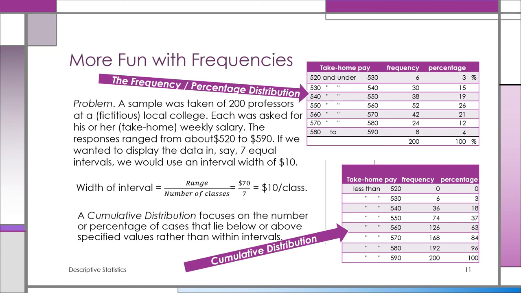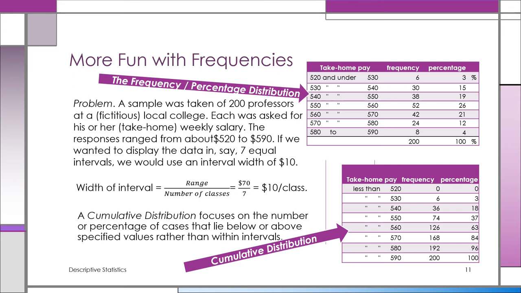Then we took this and created a cumulative distribution from it. You've seen this before, you know what these look like. Basically, as you go along, you don't look at individual categories, you keep adding to the category that came before. So if the first category was 520 and under 530, and there were six of them, then under 530, less than or equal to 530, there were six observations. Less than 520, there were zero observations. Less than 540, how many were there? Well, the six from the under 530 and the 30 from 530 to 540, so altogether 36.